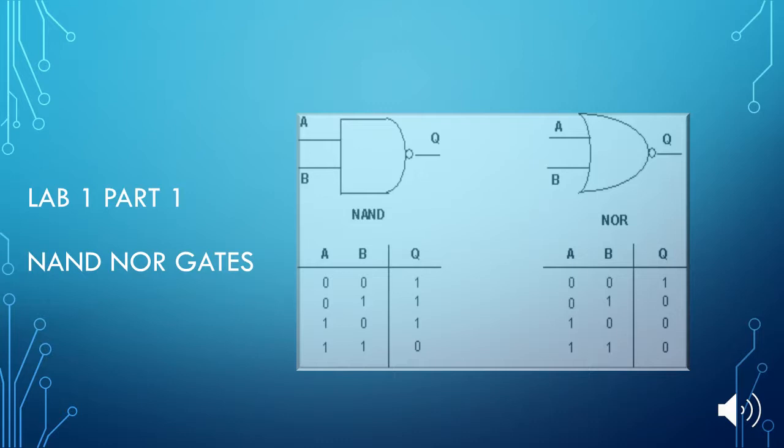NAND and NOR gates. NAND means NOT AND. This table's output is the inverse of the truth table for our AND gate. So it is a gate whose output is false whenever all its inputs are true. NOR means NOT OR. It is the inverse of an OR gate. It is a gate whose output is false when any of its inputs are true.